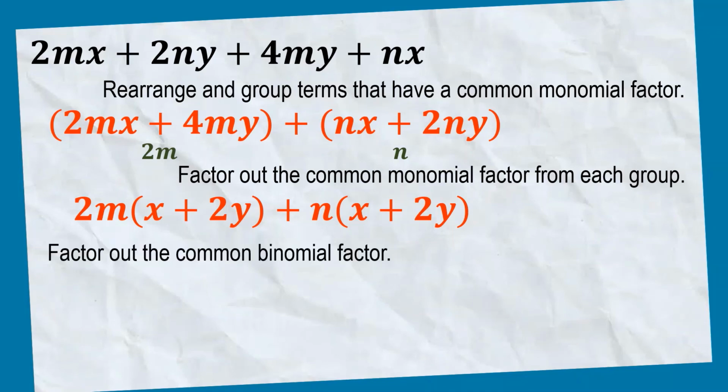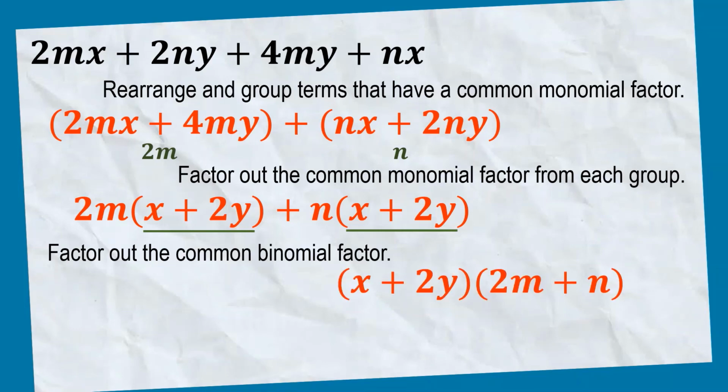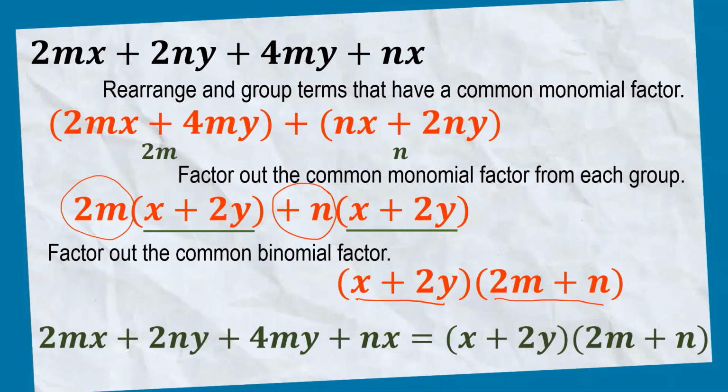Next, we need to factor out the common binomial factor, and in this case po, ang ating common binomial factor ay x plus 2y. So ang magiging sagot po natin, x plus 2y times the binomial 2m plus n. So pag-isahin lang po ulit natin si x plus 2y at ang matitira ay 2m plus n. At siya po ang mapupunta dito. So the factored form of 2mx plus 2ny plus 4my plus nx is equal to the product of the binomials x plus 2y and 2m plus n.